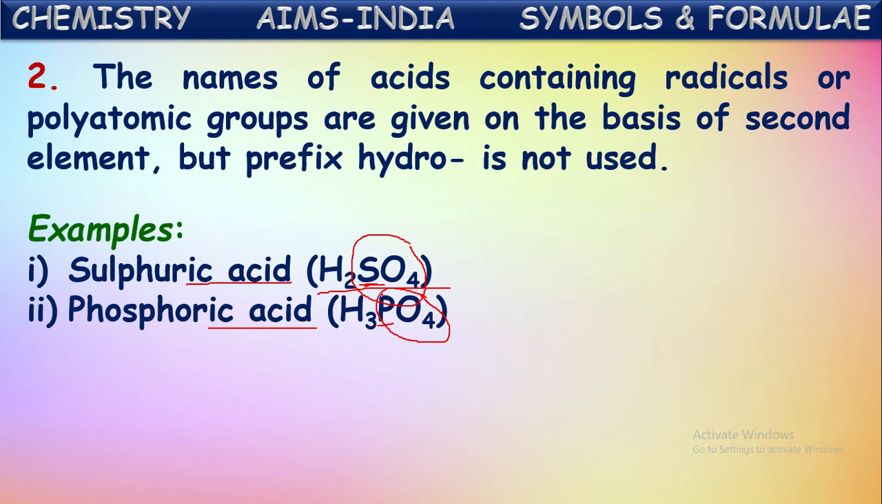One more you can say, HNO3. It is also formed from the radical NO3 minus, called the nitrate ion. Now how to name this compound, can you say? Need not mention hydro. First we write the second element's name, nitrogen, nitr. And at the end of the name, ic acid is attached. Now it becomes nitric acid, nitric acid. Okay, in this way, these acids are named.